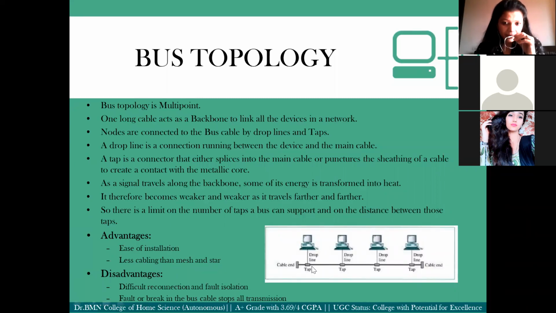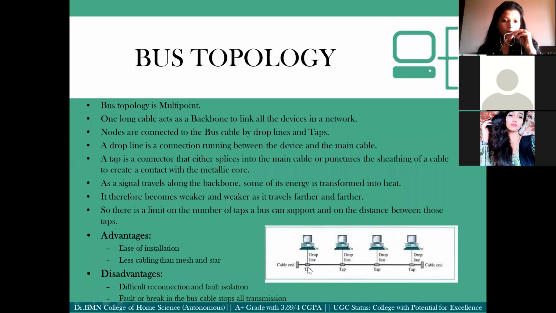And can you see this small rectangle here? This is known as a tap. Now, a drop line is a connection running between the device and the main cable. This is the main cable and this is the drop line. This is the machine. So the connection between the machine and the main cable is done with the help of a drop line. Now a tap is a connector.